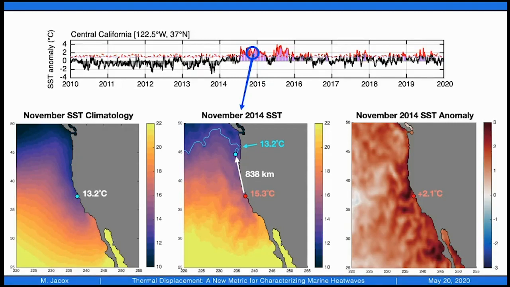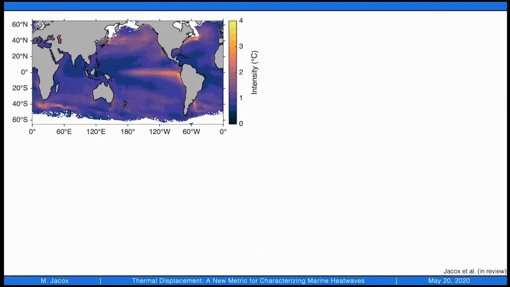So that's the basic idea. And then what we've done is look at this globally over time and see what its patterns are and what sort of drives its patterns in space and time. So zooming out now to look at the global ocean, what I'm showing here is for the OISST record. So from 1982 to 2019, this is the median intensity of marine heat waves at each quarter degree grid cell in the ocean.